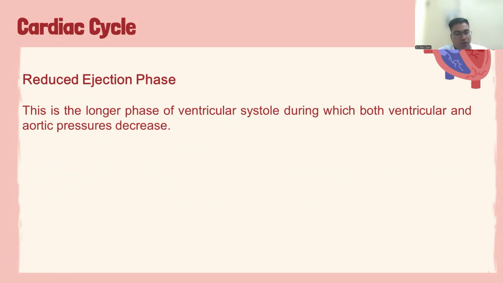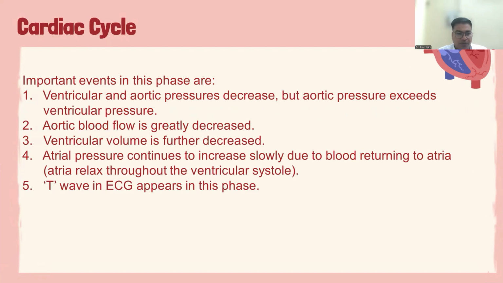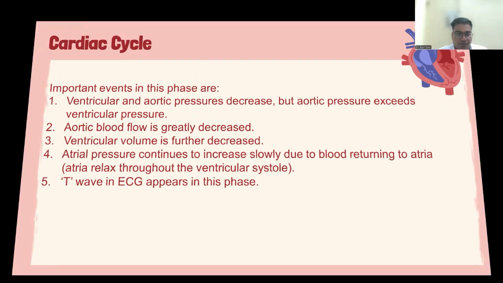Reduced ejection phase. This is a longer phase of ventricular systole during which both ventricular and aortic pressure decrease. These are the various important events. Ventricular and aortic pressure decreases. Aortic blood flow also decreases. Ventricular volume is decreased. Atrial pressure continues to increase slowly due to the blood returning to atria. The T wave in ECG appears in this phase.